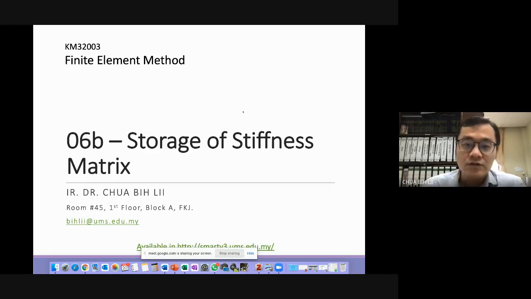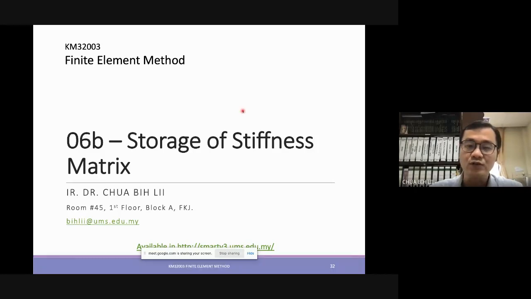Okay. So today we will go through the second part of the isoparametric formulations. Basically, this one is not very related to the isoparametric formulations. It is more on how the stiffness matrix, or those matrices in the finite element methods implemented in the software itself, can be stored in a more efficient way.